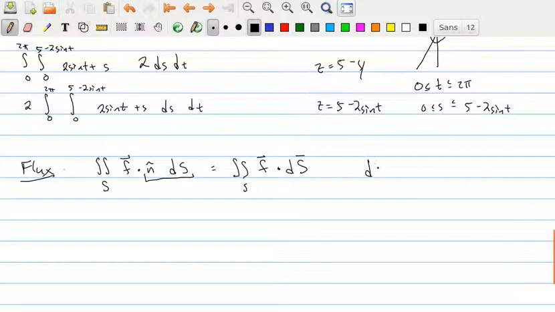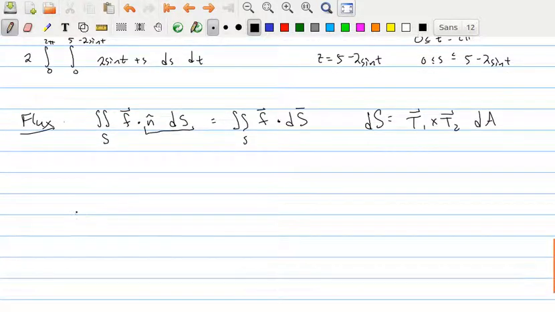So ds is defined here. If we look at this parametrically, this is given by the two tangent vectors, t1 cross t2 dA. And if we look at this as a function of x and y, well, any function of x and y we can rewrite in terms of t1 cross t2. So let's look at an example of this.